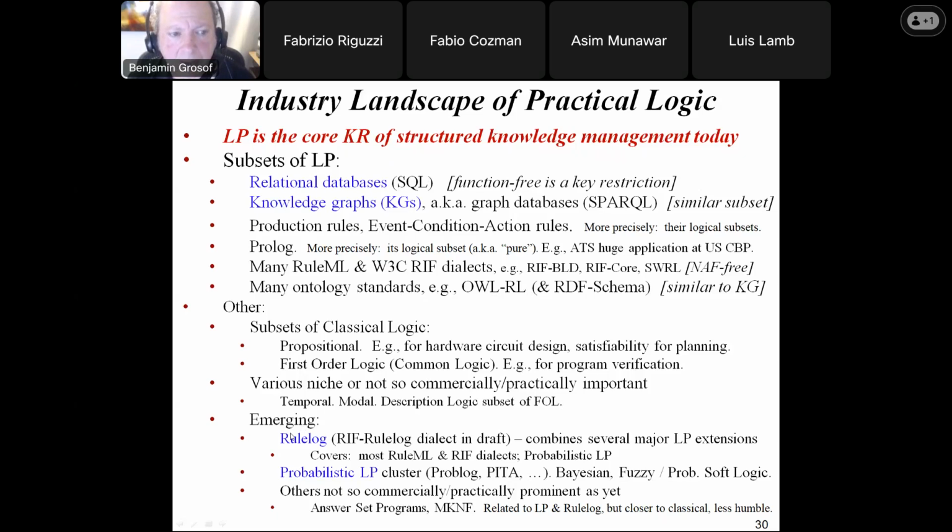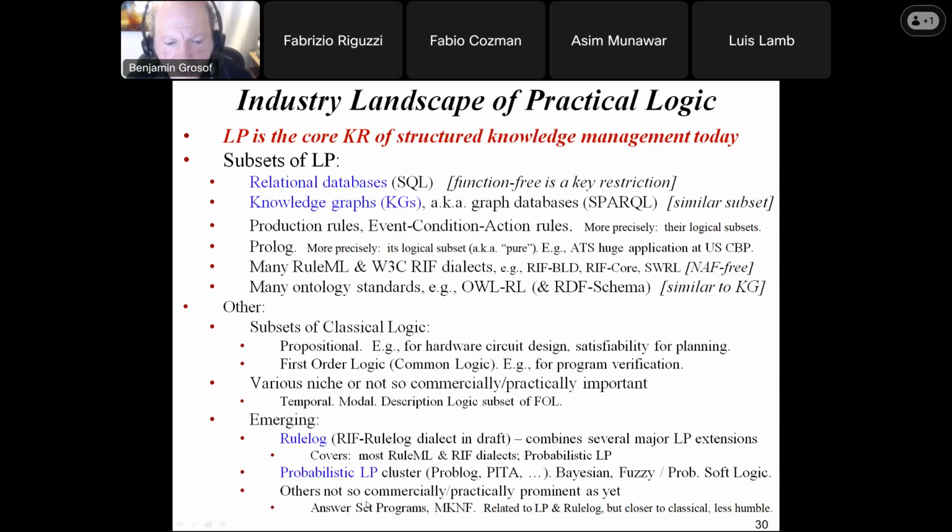Now, there are some emerging other KRs that are extensions of LP rather than subsets of LP, including RuLog, which combines several major LP extensions, and the probabilistic LP cluster, which we're going to be hearing more about in later sessions today and in the summer school.